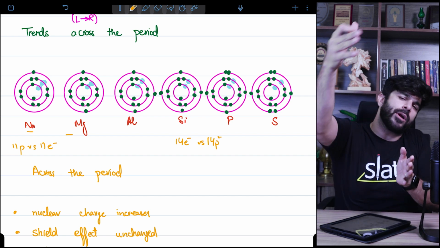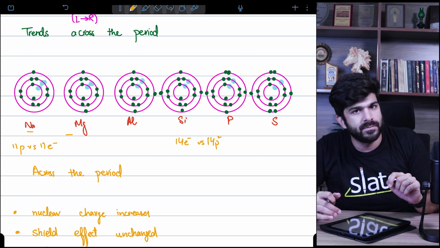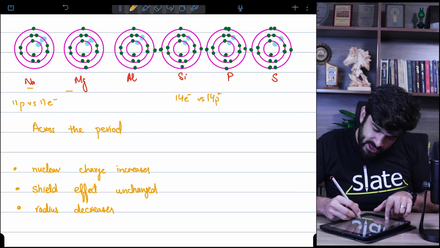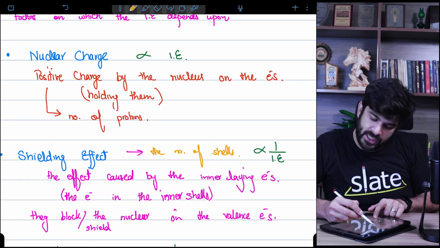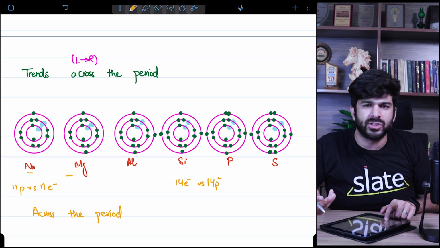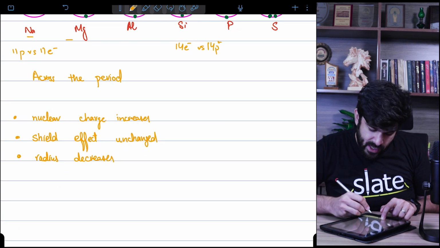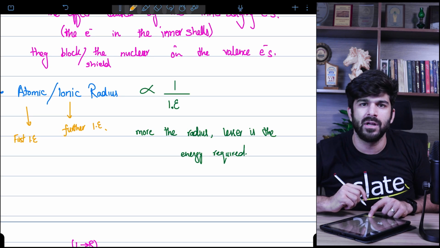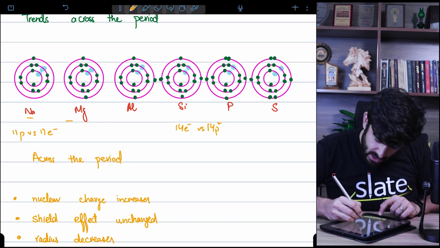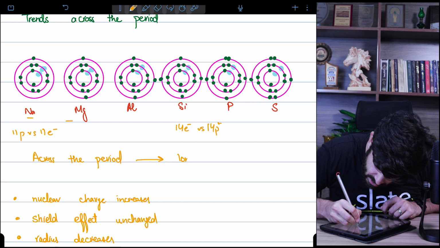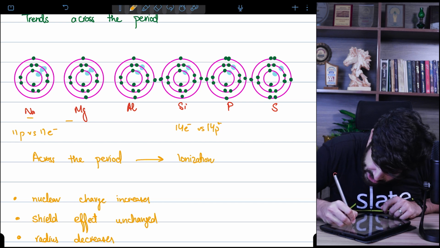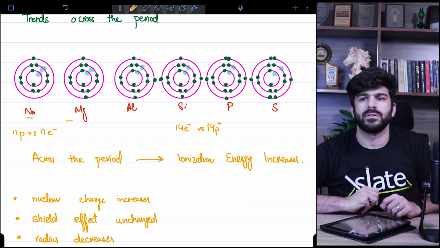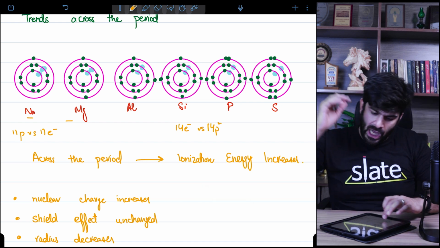This is the concept of inorganic chemistry, which we will discuss in detail there. But if we talk about these three factors, the nuclear charge is increasing, so ionization energy is increasing. The shielding effect is unchanged, so let's not talk about it, but you can mention it. Radius is decreasing, so ionization energy, being inversely proportional, is increasing. Hence, across the period, ionization energy increases. That's the rule.